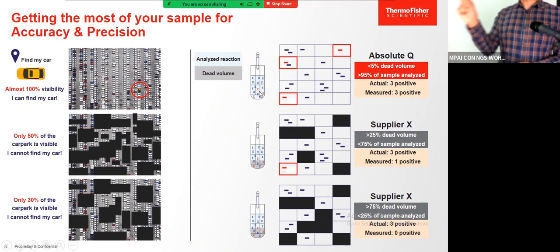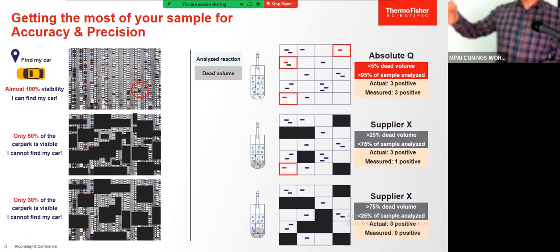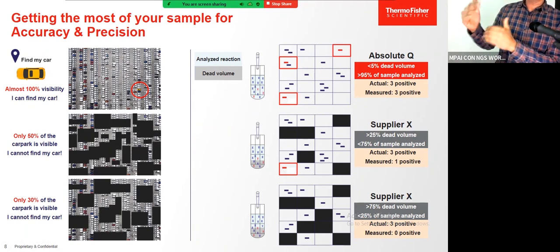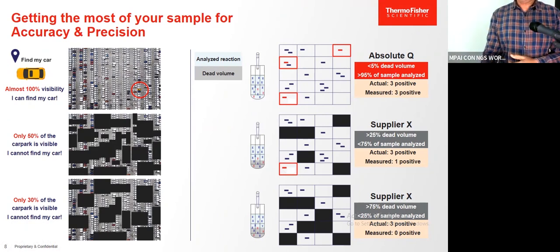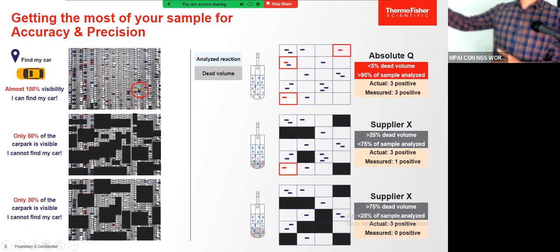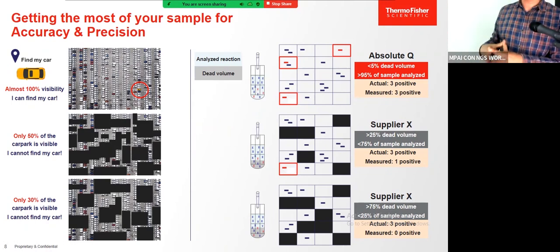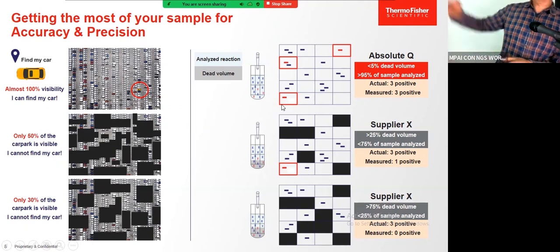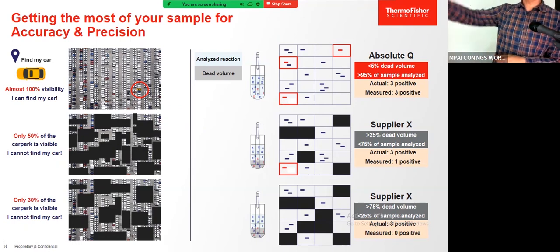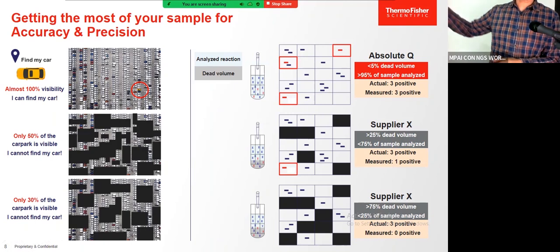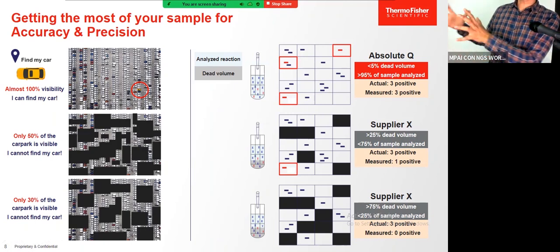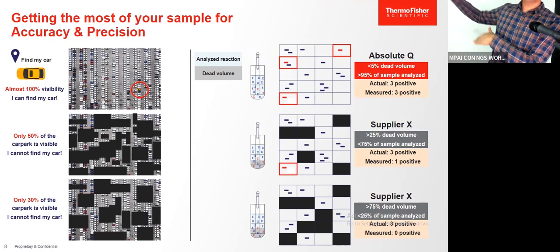When you're talking about monitoring, the clones might be very low in number, right? So when you have those kind of low mutant molecules, or resistant molecules, what happens if you are not able to compartmentalize the majority of your sample is that they don't participate in the reactions. In our case, more than 95% participate. So in this case, there are 3 mutant molecules. The probability is very high that all 3 of them are going to compartmentalize and participate in the reaction. So you get 3 positives.